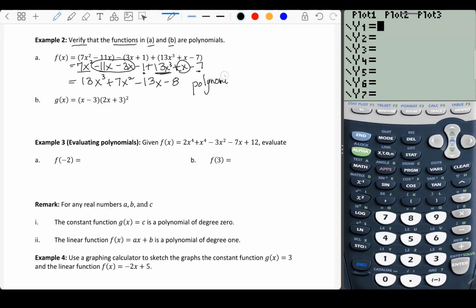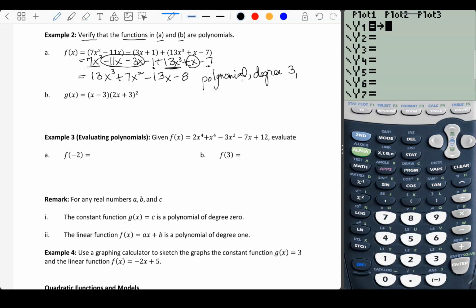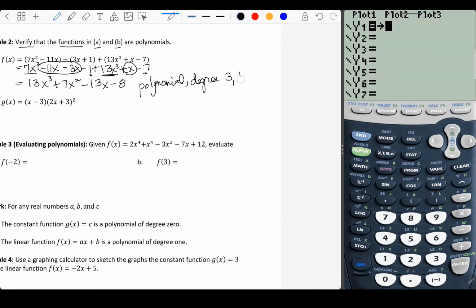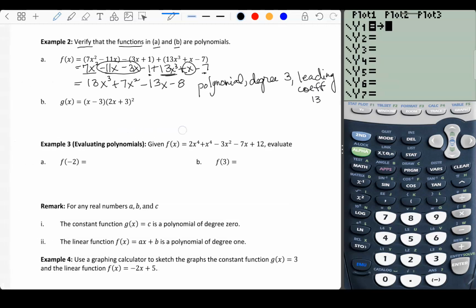So adding and subtracting polynomial functions will give you another polynomial function. This one has a degree of 3. Let me get everything lined up here. And the leading coefficient is 13 with a constant of -8.